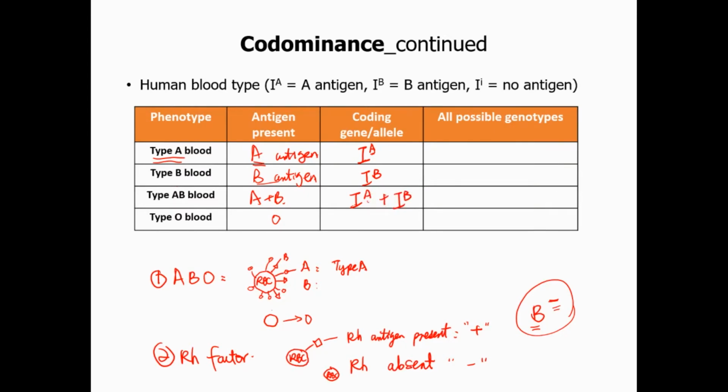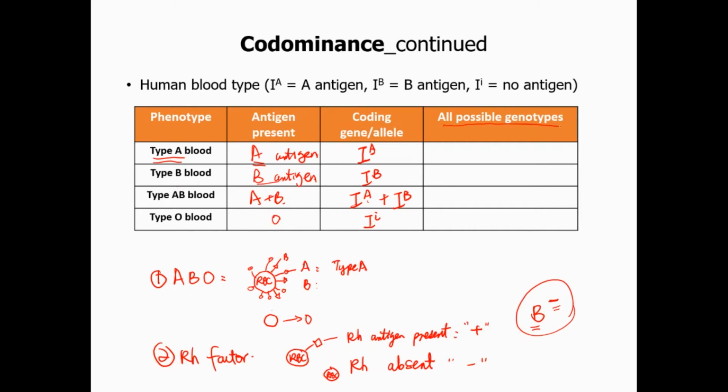And what about type O? Now, the blood type actually follows both codominance and dominance recessive. Okay, so if you have O, you don't have any antigen, then you have almost like a non or recessive allele. So we're just going to use lowercase i for this recessive allele.